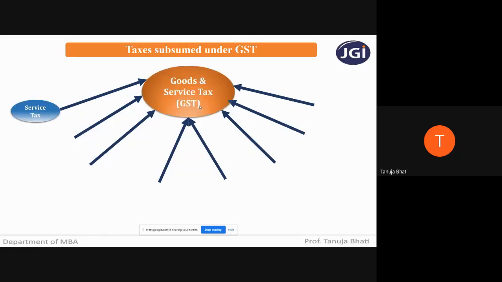So first, service tax. It is not in order, I'm just putting it in any order, but these are all the taxes which I'll be explaining which are being replaced by GST.